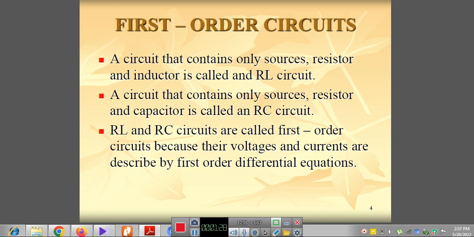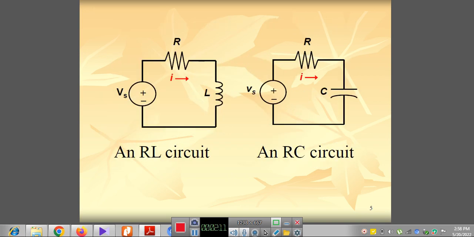The next one is first order circuits. A circuit that contains only sources, resistor and inductor is called an RL circuit. A circuit that contains only sources, resistor and capacitor is called an RC circuit. RL and RC circuits are called first order circuits because their voltages and currents are described by first order differential equations.